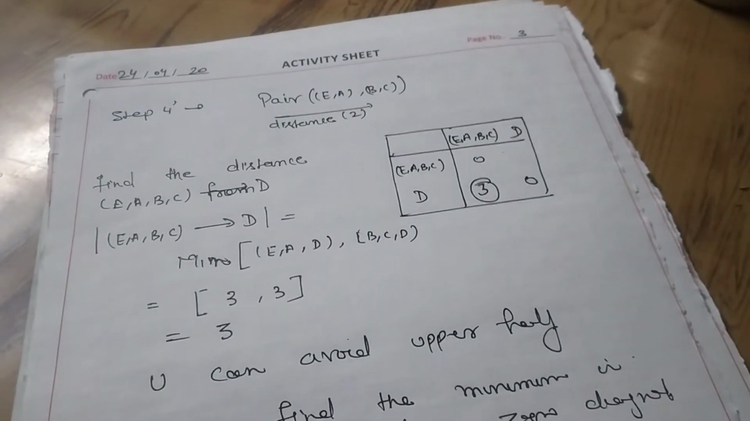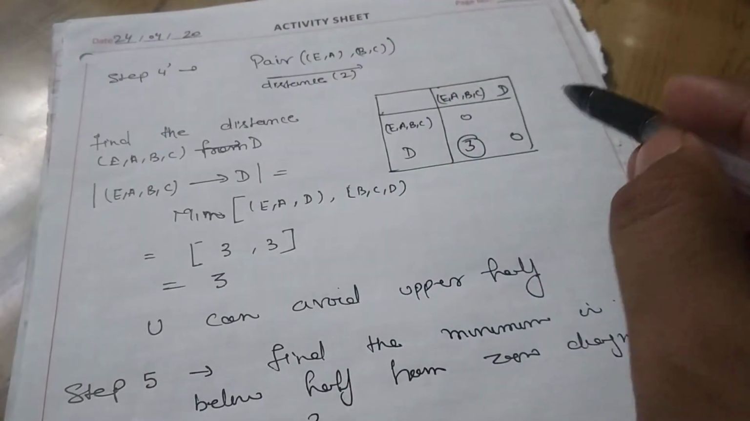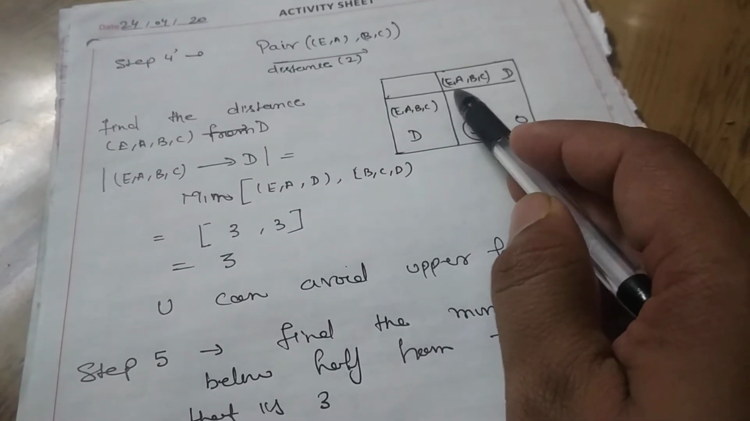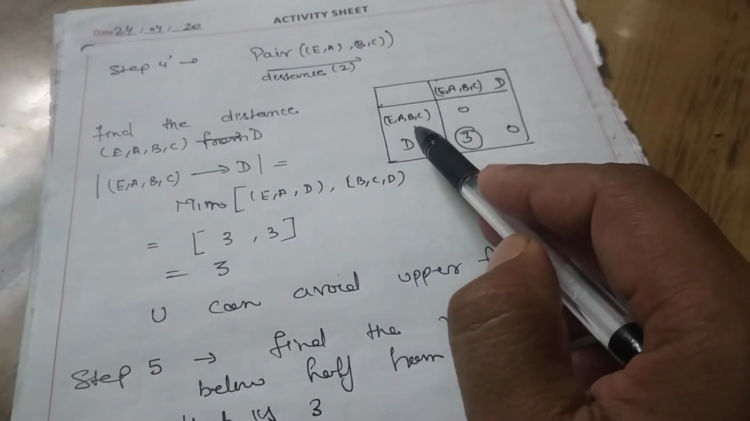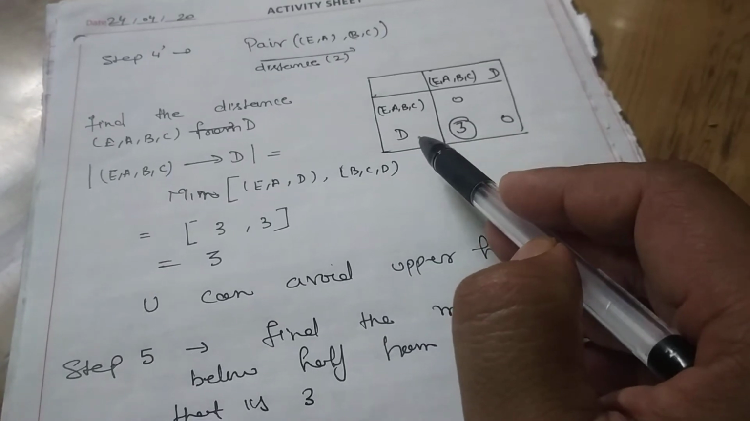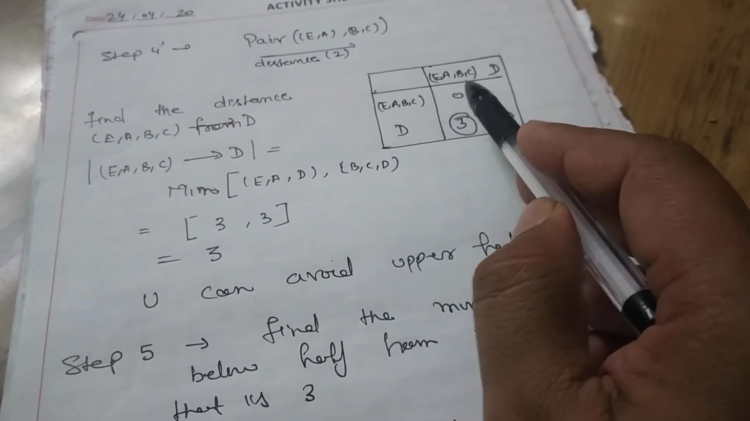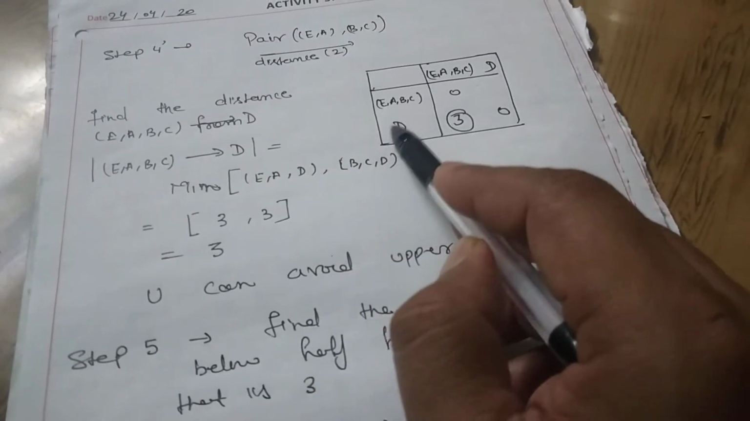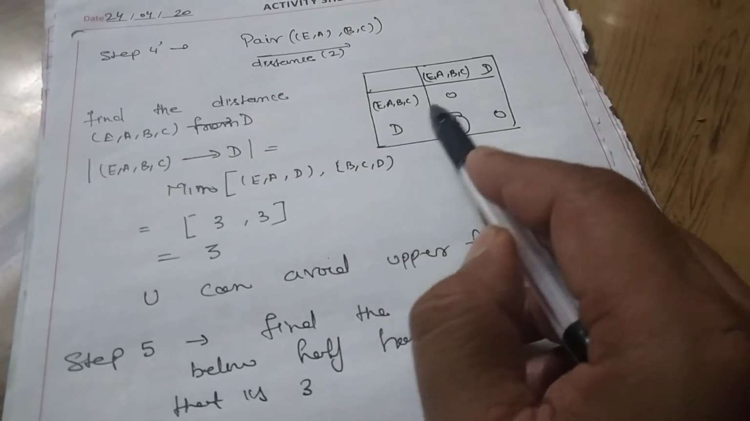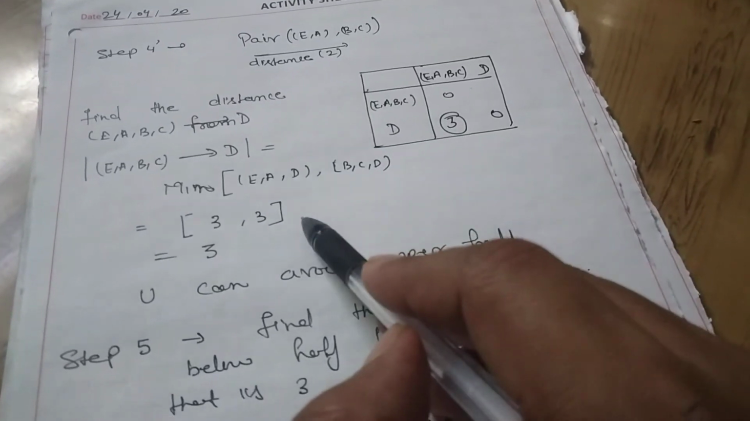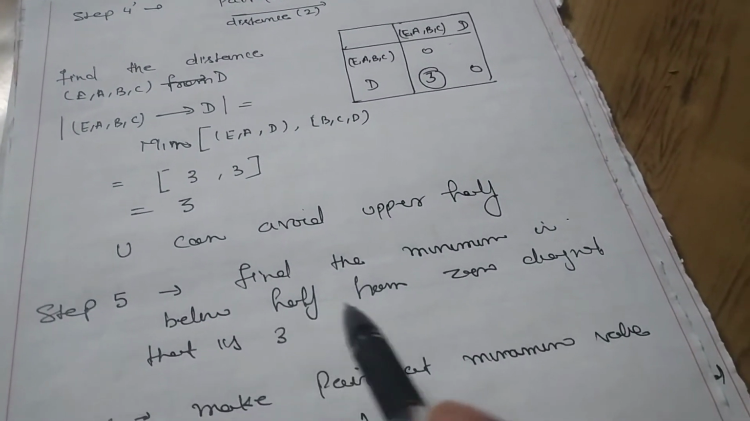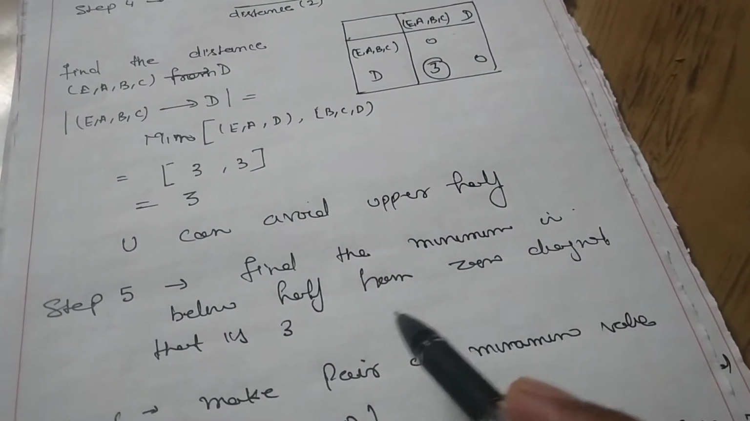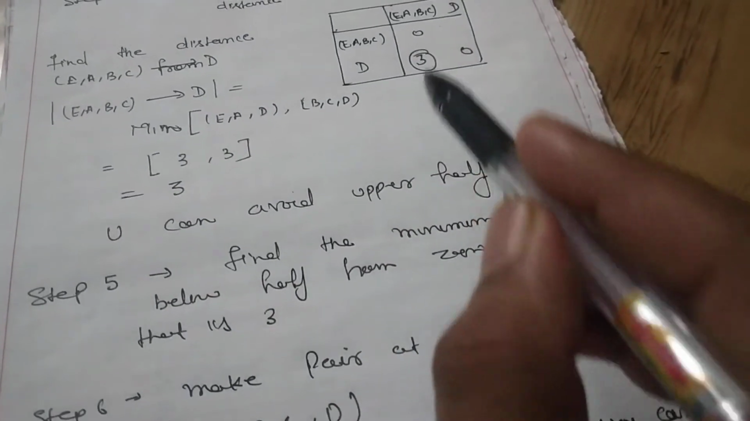Step 4: pair EA and BC. Here I have made the pair EA, BC. Now find the distance between EA,BC and D: the minimum of EA comma D and BC comma D. Here it is 3, the minimum is 3. You can avoid the upper half. Find the minimum below the half from the 0 diagonal, that is 3. We have found 3 as the minimum value here.